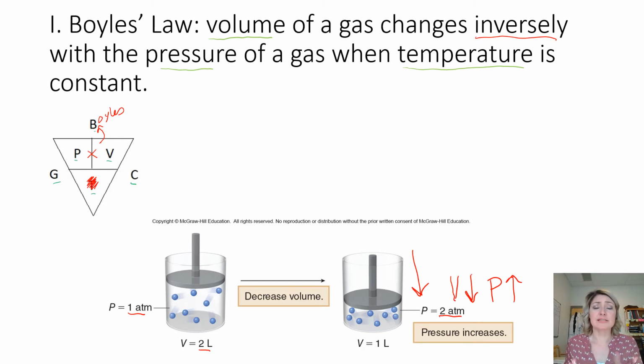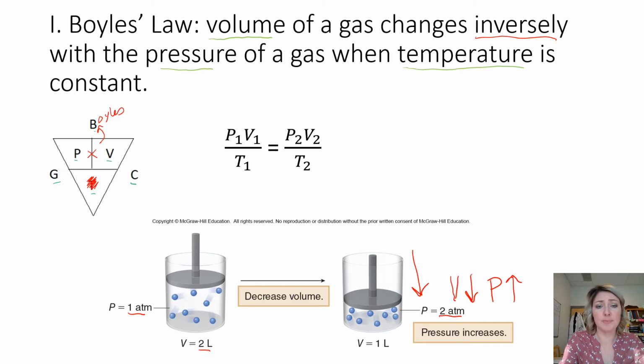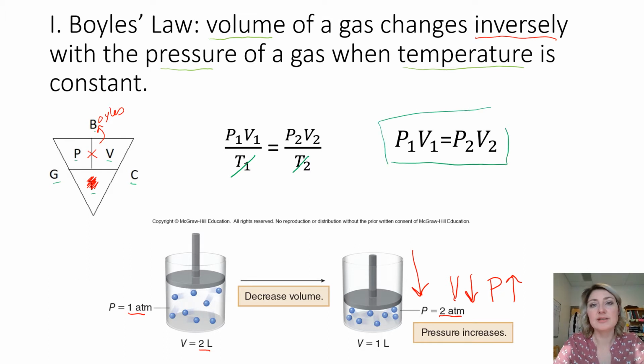When we talk about Charles's and Gay-Lussac's, you're going to see that those are directly proportional. It's a little bit different. This one's the only exception. Looking at our combined gas law is always a good place to start. If the triangle doesn't work for you, we can just think about what we are holding constant here. We're holding temperature constant. So we're looking at the change between an initial pressure times an initial volume and a final pressure times a final volume. So Boyle's equation is P1 times V1 is equal to P2 times V2. We don't include temperature because temperature doesn't change.